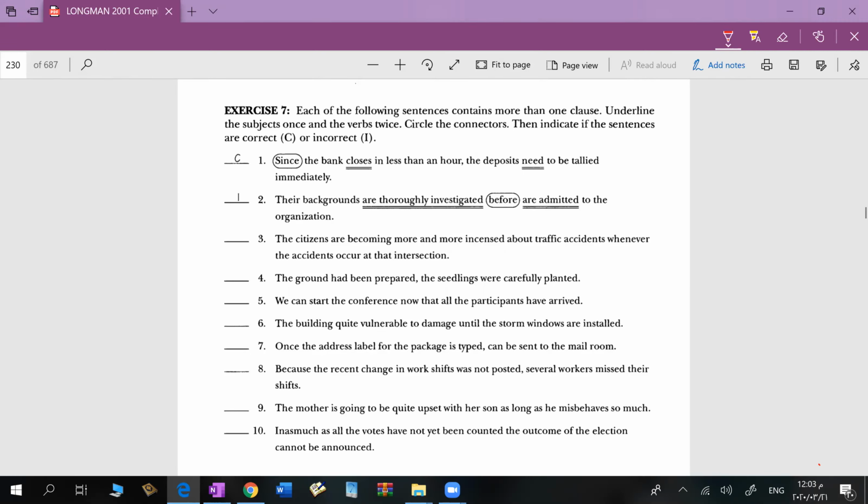Okay. Number 3, the citizens are becoming more and more incensed about traffic accidents whenever the accidents occur at the intersection. What do you think? Correct. And the ground had been prepared, so seedlings were carefully planted. I'm sorry, there is no so. What do you think here? Incorrect. No connector. We can start the conference now that all the participants have arrived. What do you think? Correct.